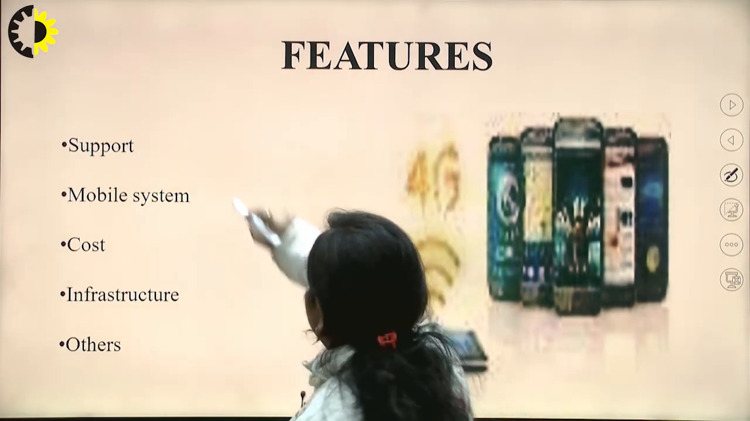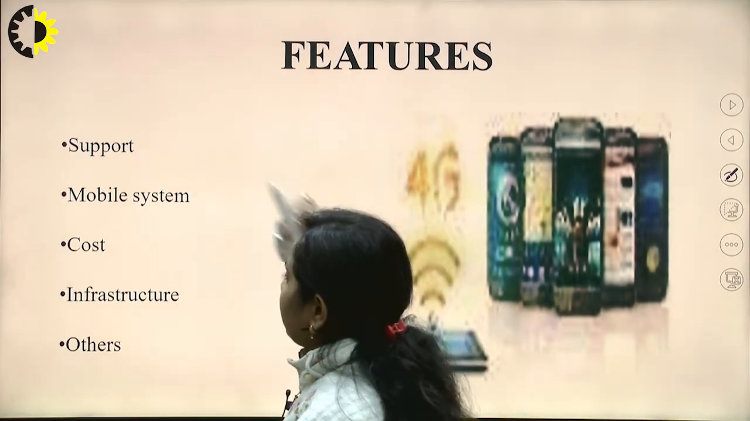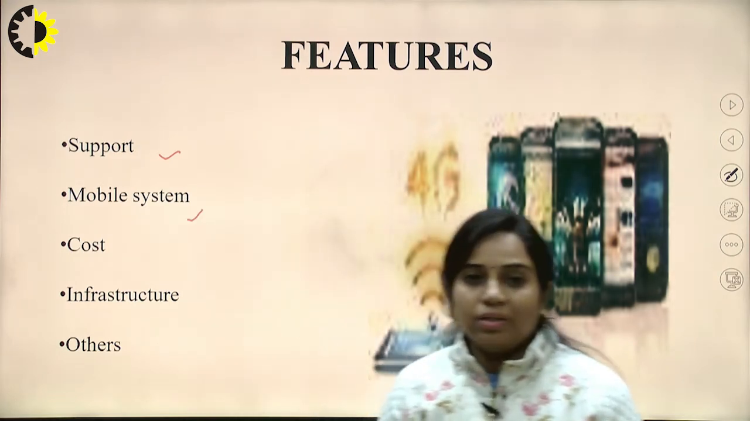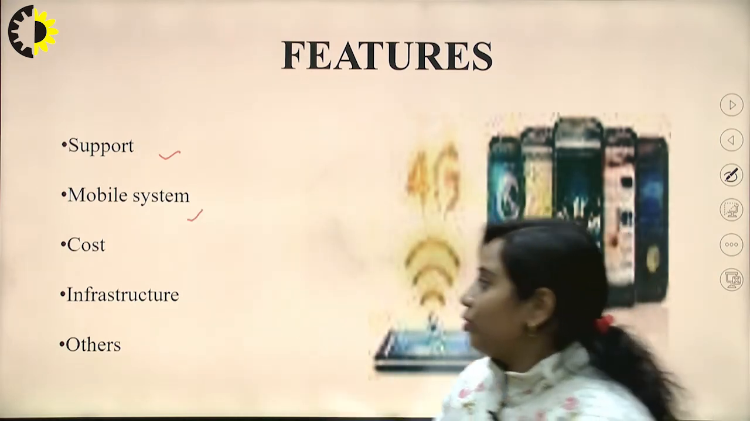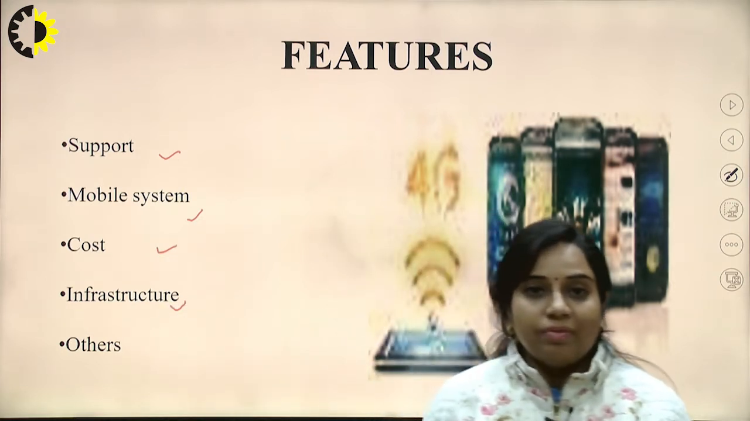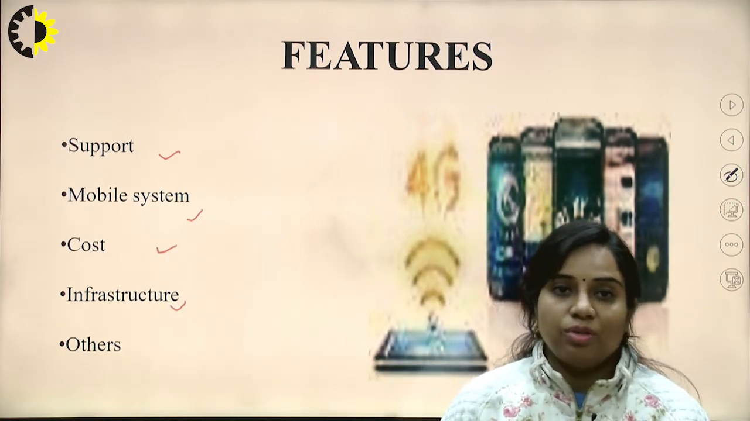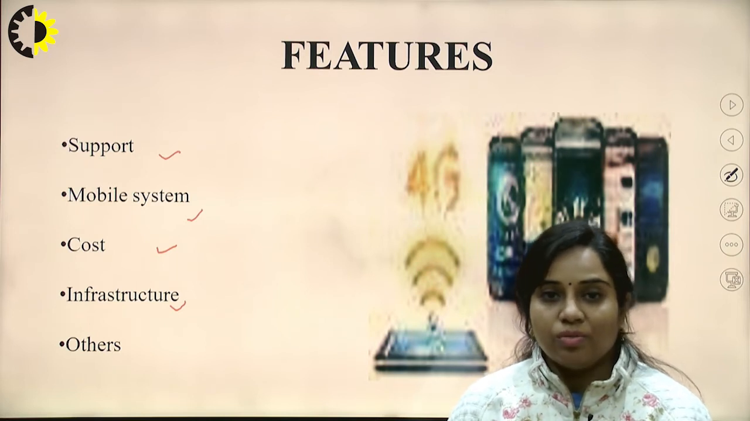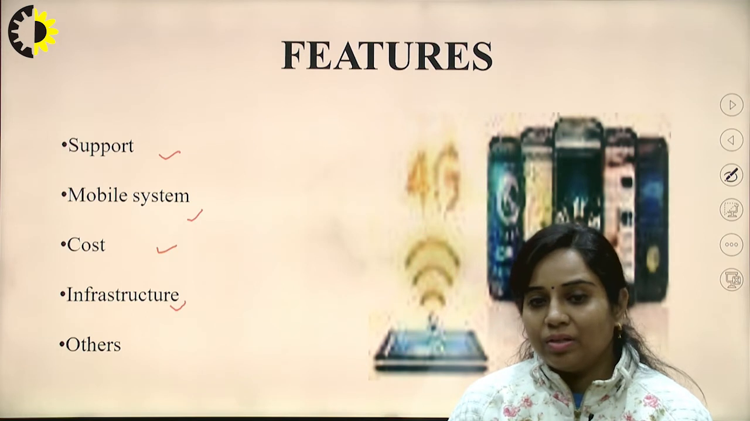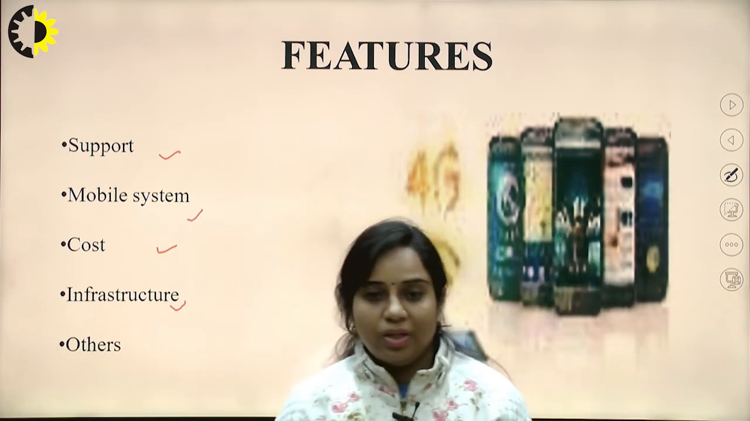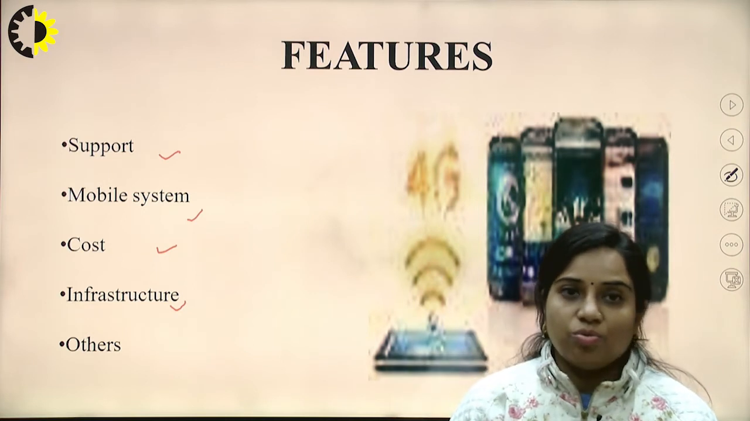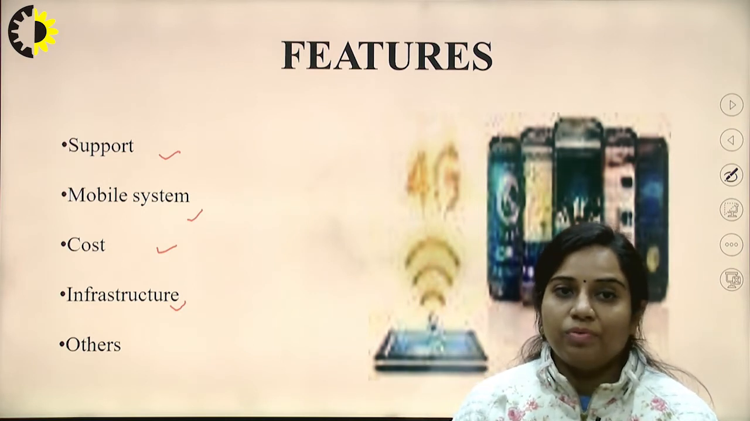Now this shows the features of the fourth generation. It provides support for mobile systems and can be used to provide services to mobile phones. It is cost effective, its infrastructure is there, and there are several other features associated with the fourth generation. That's why we are using the fourth generation: it provides better internet connectivity, whether the transmitter and receiver are moving or stationary. So it is used for providing better quality of services.